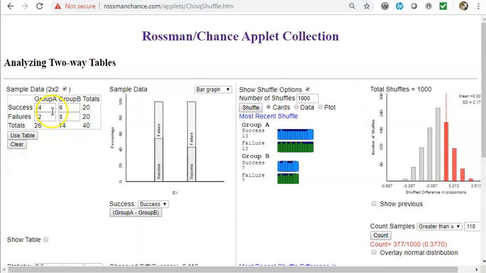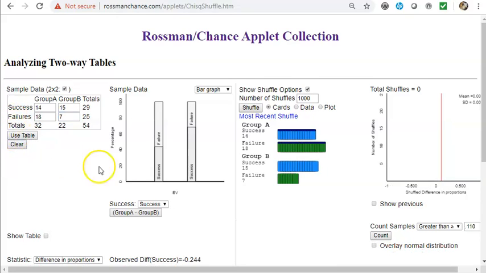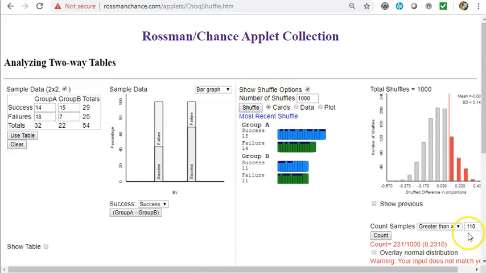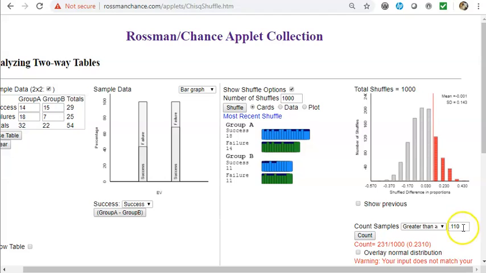So, again, enter the table data. So 14, 15, 18, 7. Click Use Table. The difference you see is 0.244. So do 1,000 simulations. 0.244. Count. And the difference in terms of random chance, the probability is about 4%. So possible, but not likely.